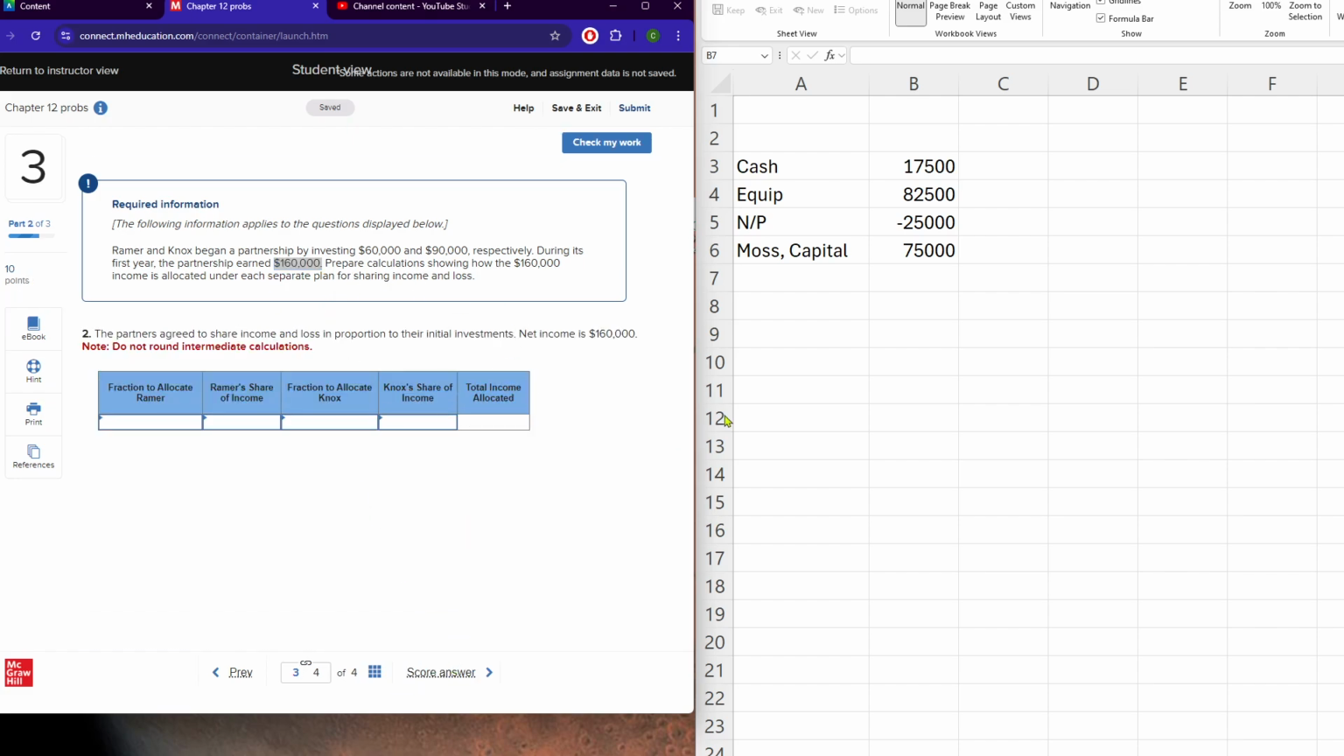So now it's going to be proportional. Okay, what about proportionally? So I can do some calculations over here. Here's Raymer. Here's Knox. Okay. So the initial investments were $60,000 and $90,000, which is a total of 150, right? So essentially what I'm going to do here, just so you can see it, I'll just put the 150 here, which is the total.